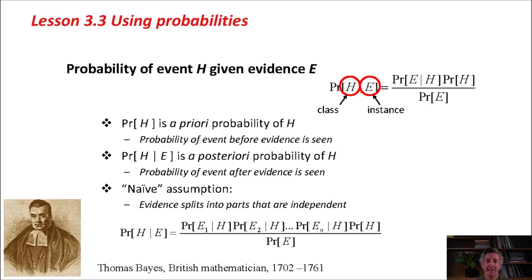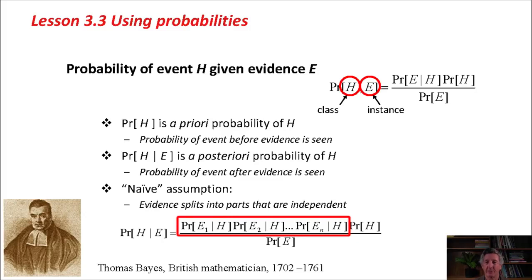Now, what makes this method naive? The naive assumption is, I've said it before, the evidence splits into parts that are statistically independent. The parts of the evidence in our case are the different attribute values, the 4 different attribute values in the weather data. And when you have independent events, the probabilities multiply. So the probability of H given E, according to the top equation, is the probability of E given H times the prior probability P of H divided by the probability of the evidence. And the probability of E given H splits up into these parts: the probability of E1 given H, the first attribute value, E2 given H, the second attribute value, and so on for all of the attributes.